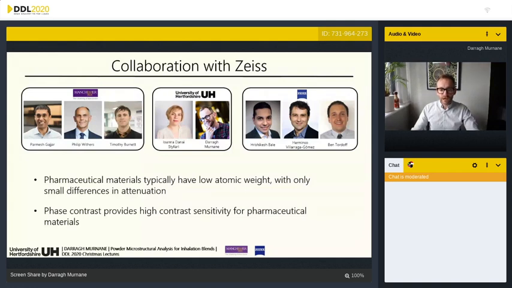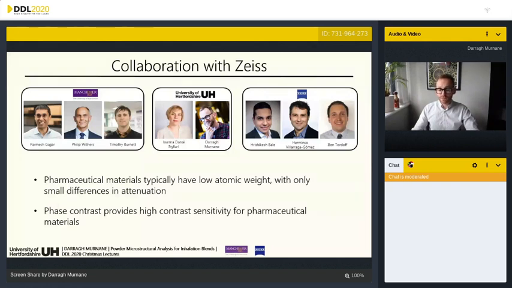And this really highlights some of the issues with pharmaceutical materials and X-ray microscopy. Pharmaceutical materials typically have quite low atomic weights with small differences in X-ray attenuation. And what we tried to do in this project was to look and see how we could use phase contrast, which I'll discuss in a moment, how phase contrast could be used to provide high contrast sensitivity for pharmaceutical materials.